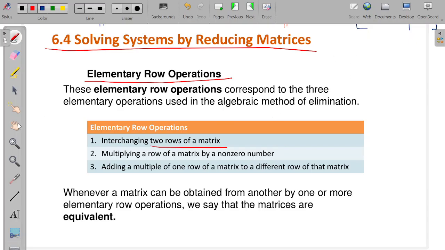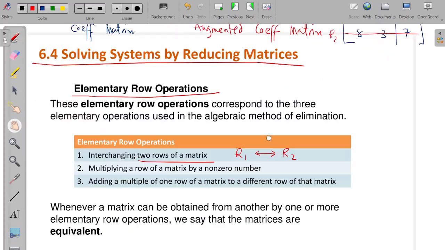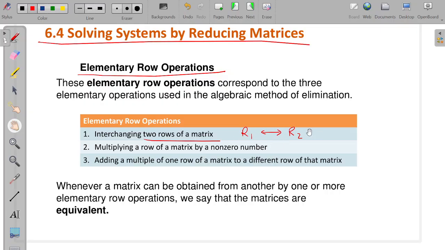So if there is a matrix like this, this is row 1, this is row 2. You can interchange 2 rows of a matrix. The sign for interchanging is a double arrow.